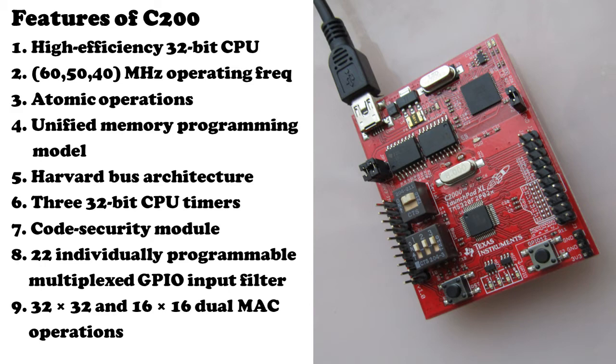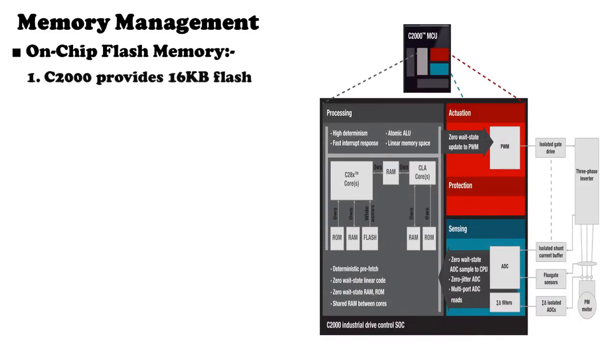Peripheral interrupt expansion PIE block that supports all peripheral interrupts. It has 3 32-bit CPU timers. Independent 16-bit timer in each enhanced pulse width modulator. Next we are going to know about memory management.